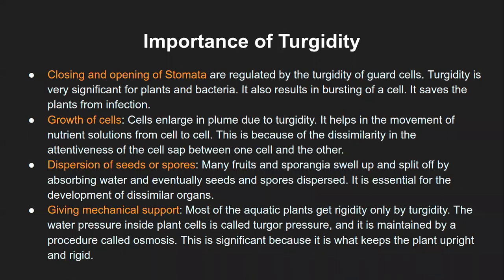So giving mechanical support, most of these aquatic plants get rigidity only because of the turgidity phenomenon. Obviously, they are aquatic plants. Cell sap will have higher concentration. Outside in the water body will have less concentration of solute. So water will move from outside of the plant cell to the inside of the plant cell, and the cells will become turgid. Now, what happens because of that? The water pressure inside the plant cell is called turgor pressure, obviously, and is maintained by the process of osmosis.